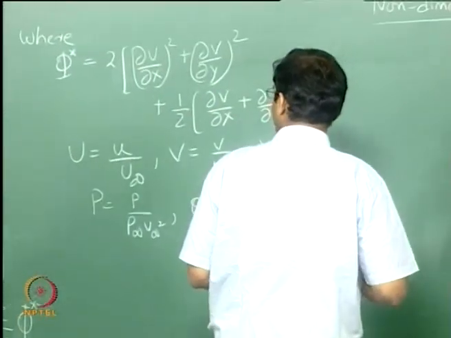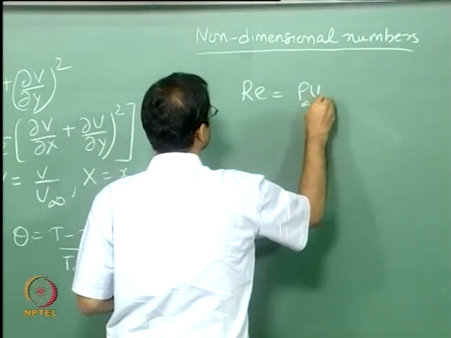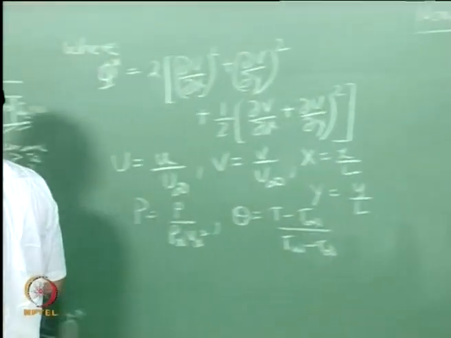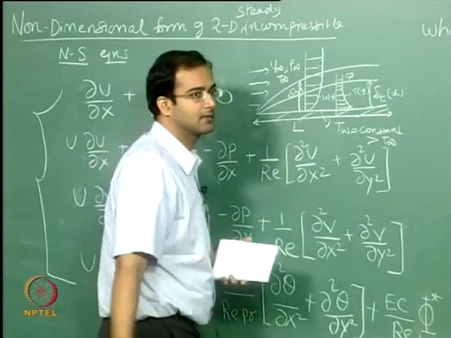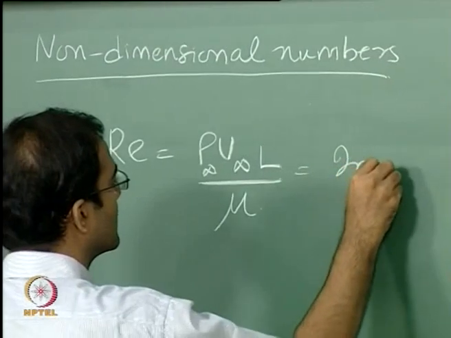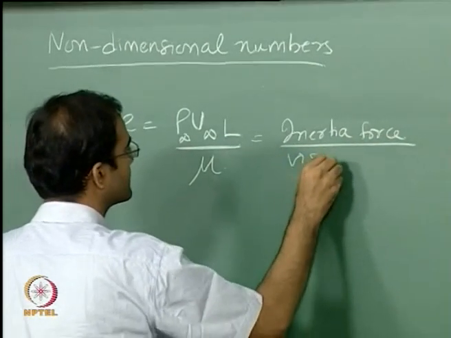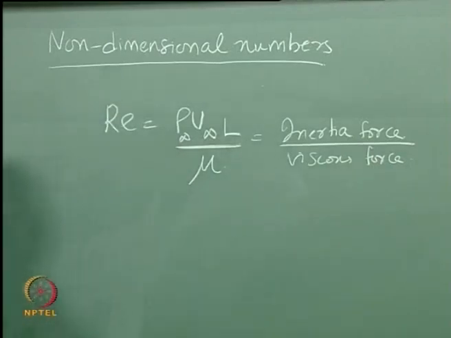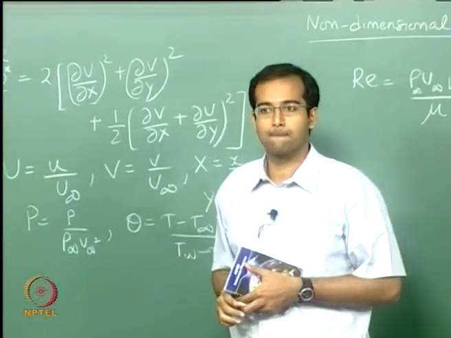First is your Reynolds number, which is rho infinity U infinity L by nu, where L is your characteristic length. Here we can use the characteristic length as, for example, the length of the plate. This denotes the ratio of your inertial force to the viscous force. So if you look at the non-dimensional form of the momentum equation, how can you use the Reynolds number to classify the flows, for example?